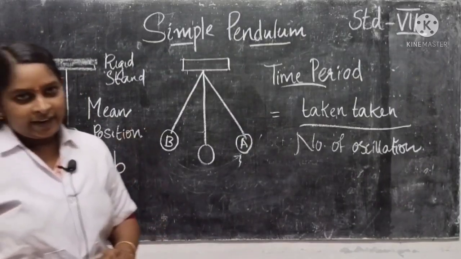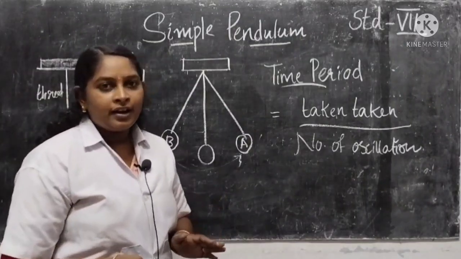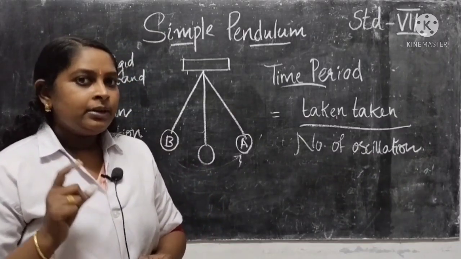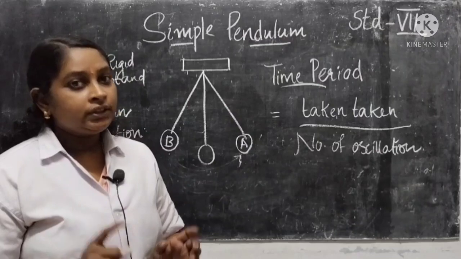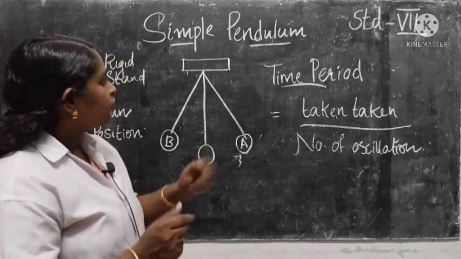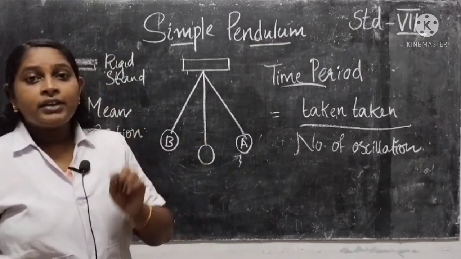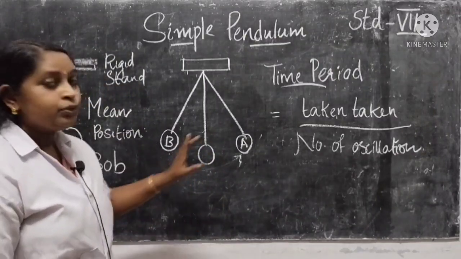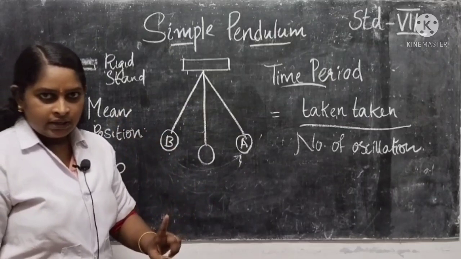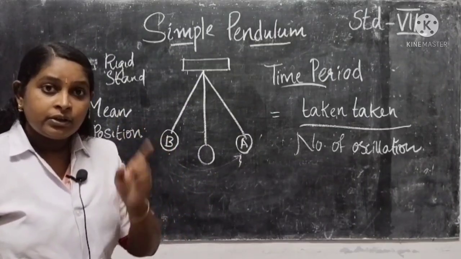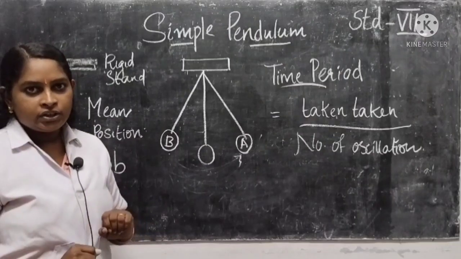Okay, next is time period. How can we find the time period of a simple pendulum? A simple pendulum is a device used to measure the time period. Time period is the time taken by the pendulum to complete one oscillation.